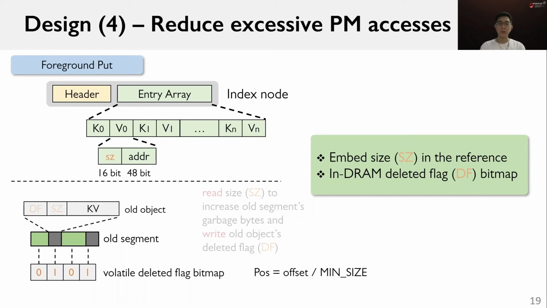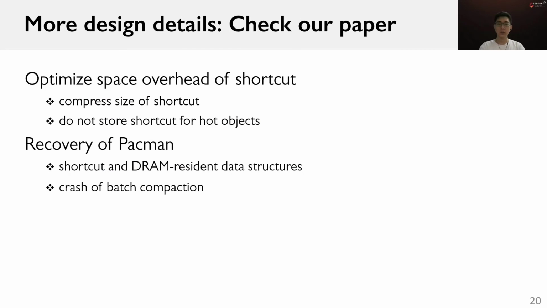We denote the minimum size of an object as min size. The bitmap reserves 1 bit per min size. The position of the deleted flag is calculated by dividing the object's offset by min size. In the most extreme case, the min size is 24 bytes, which includes 8 bytes of key, 8 bytes of value, and 8 bytes of metadata header. In this case, the bitmap only consumes 0.5% of the space of pmlog.